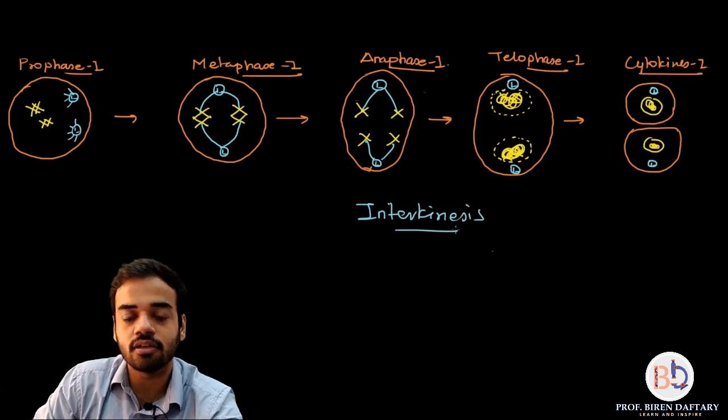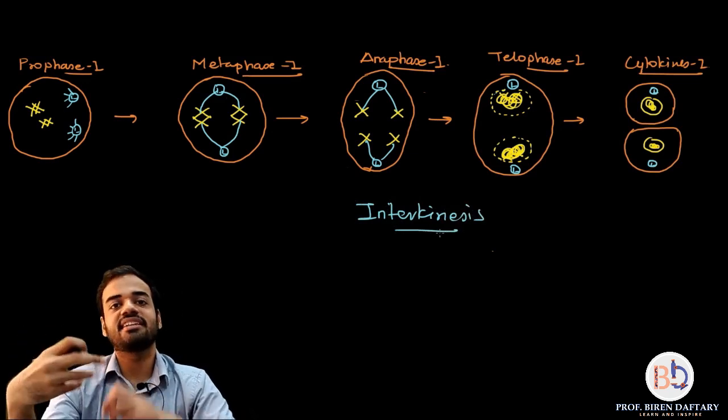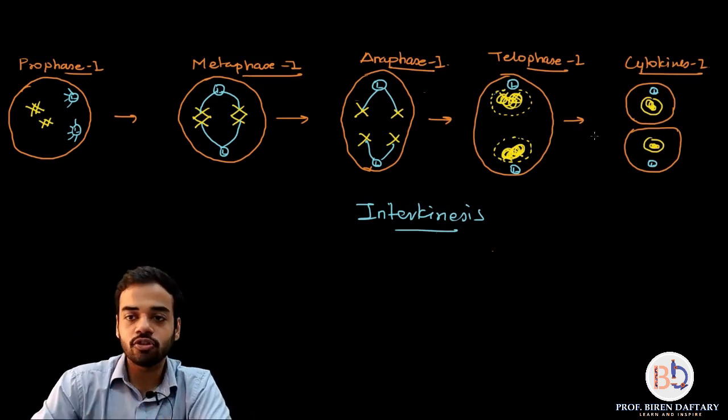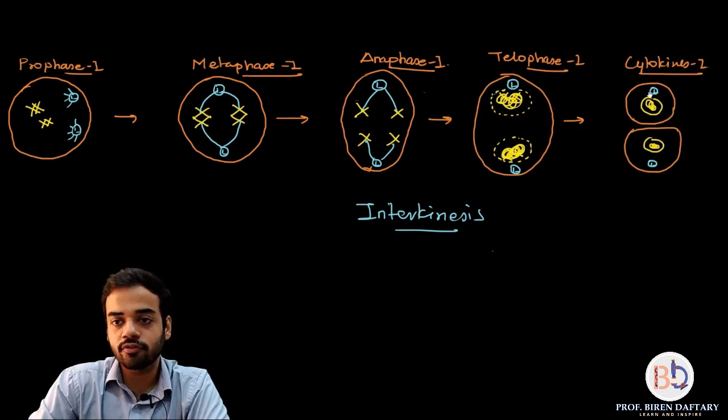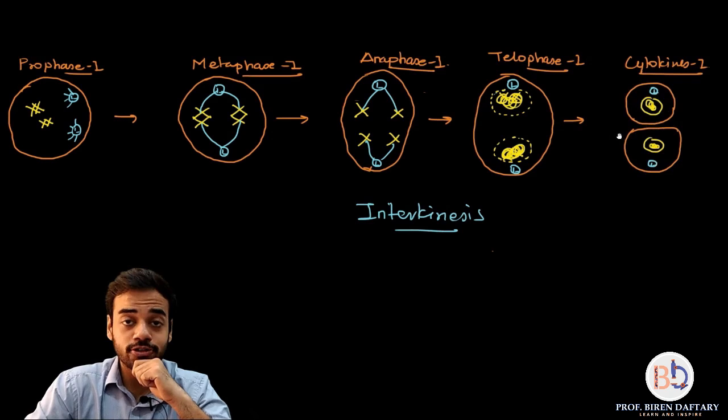It is like an interval. So there is a very short break in which the cell regroups itself. For example, I will tell you something. If you see over here in these two cells which are formed, now each of these cells is having only one centrosome. If you want to start meiosis 2, you will require 2 centrosomes, right?